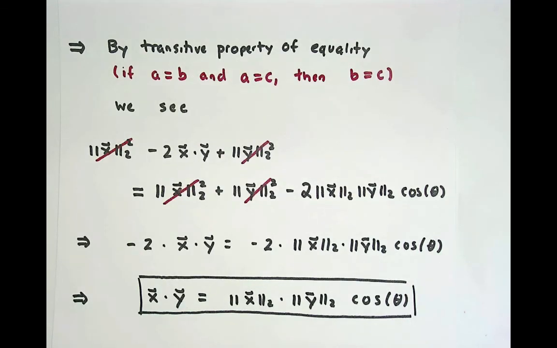This concludes our proof of the cosine formula for the dot product. One note I should make is that this proof holds only when theta is not equal to 0 and not equal to pi. In those cases, we actually have a different proof, which you can find in the handwritten lecture notes.